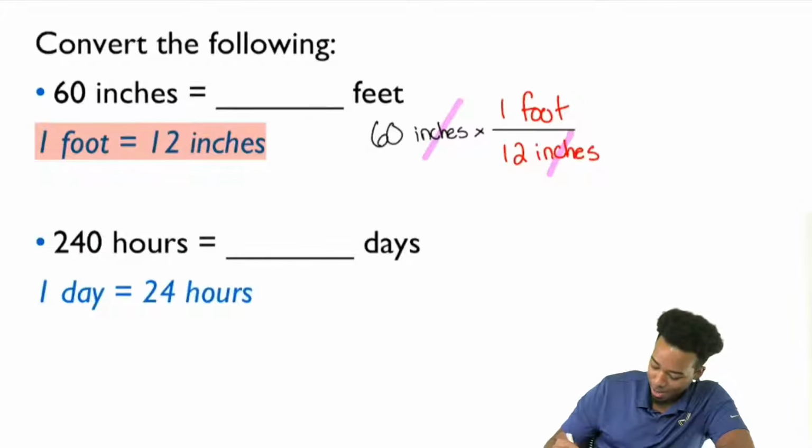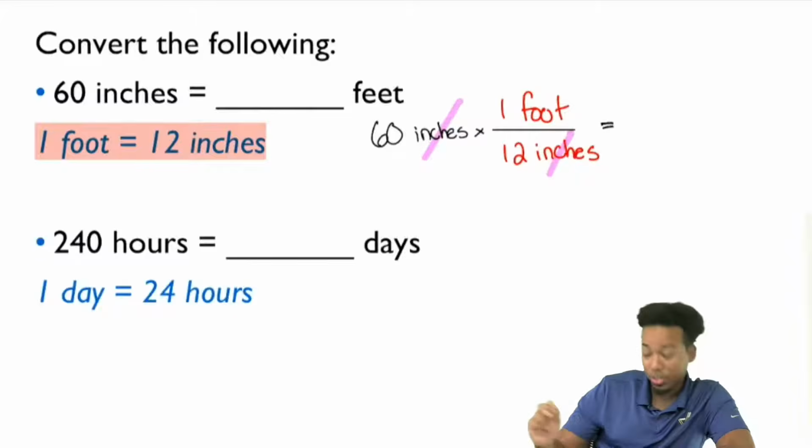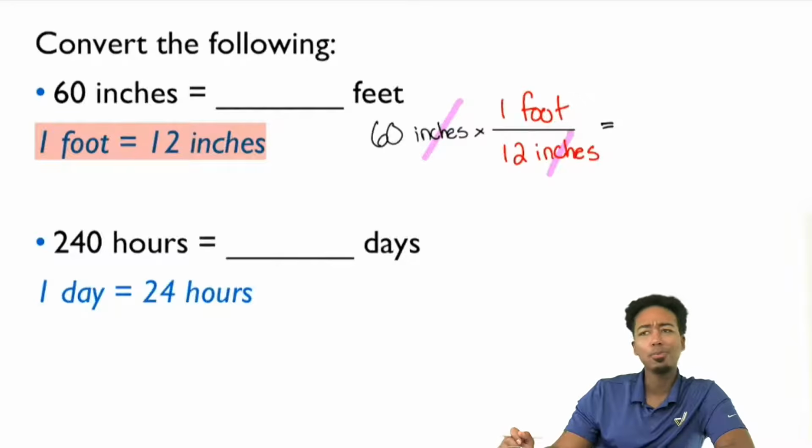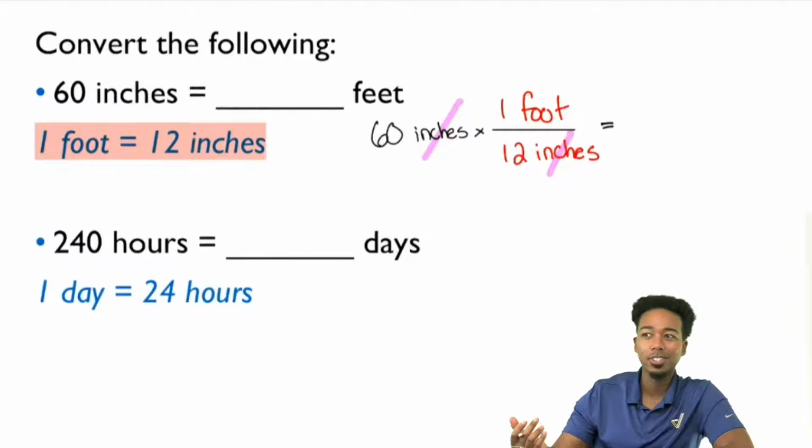No, this is not a proportion. Or actually, well, 60 inches over blank feet equals 12 inches over 1 foot. Yes, that can be a proportion. Absolutely. And then you just cross multiply and divide. And yeah, you could absolutely do it as a proportion. It would take slightly longer, maybe one extra step. But if that works for you, do it.